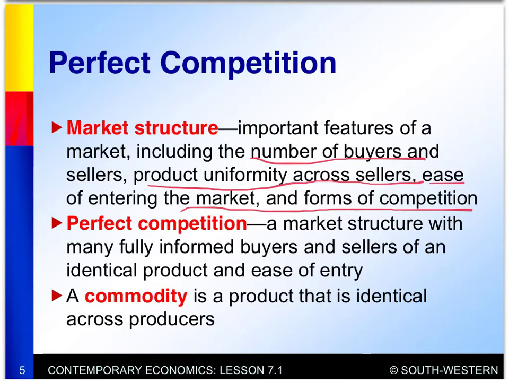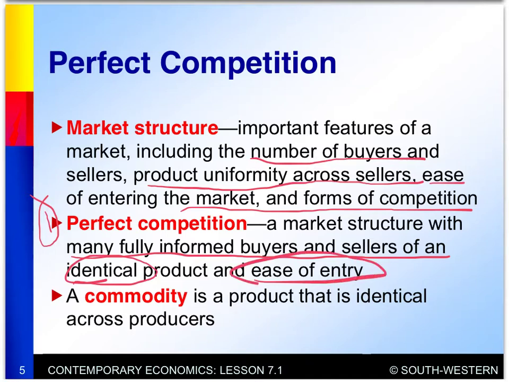So perfect competition is the first structure we look at. It's a market structure with many fully informed buyers and sellers of an identical product. It's very easy to get in. I use the example of if I just want to go sell some firewood on the side of the road, that's simple to get into, and all the firewood is the same. It's perfectly competitive. There are thousands of guys doing that. It's an all identical product, and that's what a commodity is.